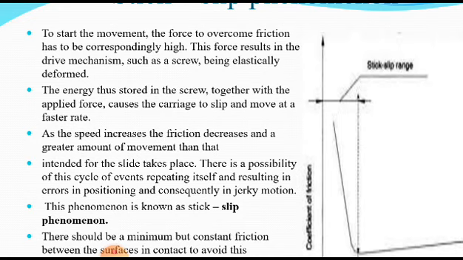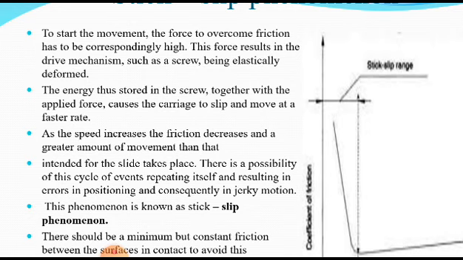This force results in the drive mechanism, such as the screw, being elastically deformed. See what happens? Whenever I want to move any moving element, at the beginning there is a high amount of friction. The energy thus stored in the screw, together with the applied force, causes the carriage to slip and move at a faster rate. Sometimes our carriage will move very fast and sometimes very slow, or sometimes it is going to stick to a place on a lathe bed itself, which you also experience. That is because of the high coefficient of friction, and this is basically because of sliding friction.